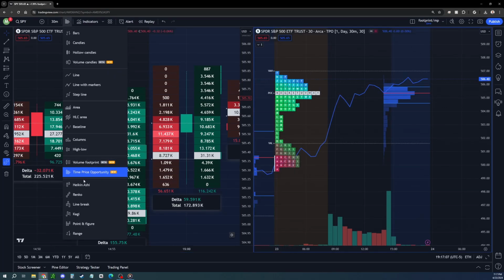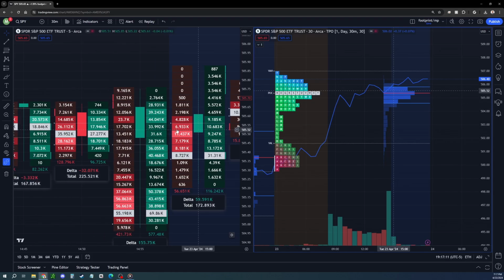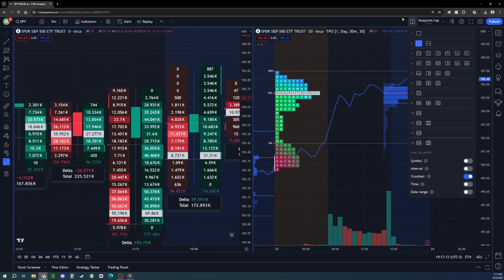You can use the multiple chart features to display both on a single layout so you don't miss any crucial order flow. To do this, click on the multiple chart icon at the top right and select your preferred layout.